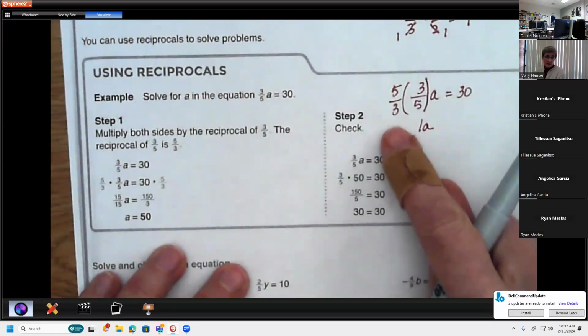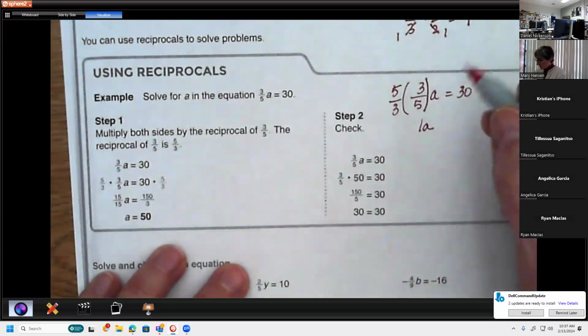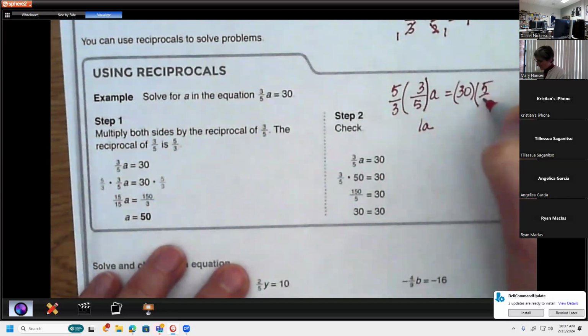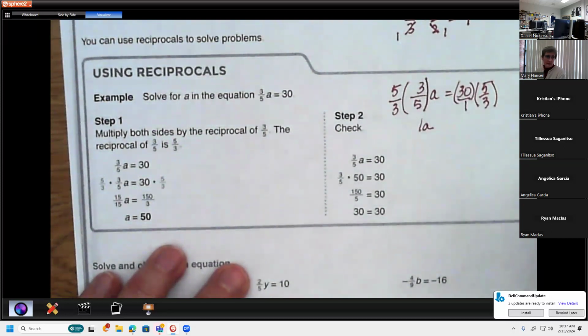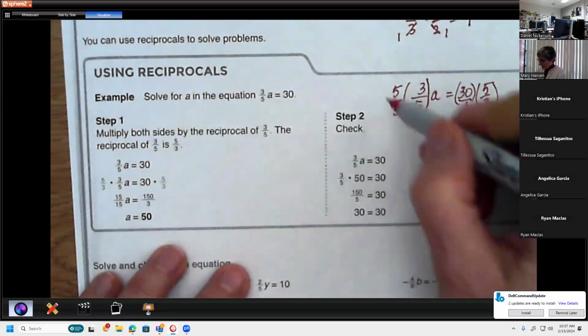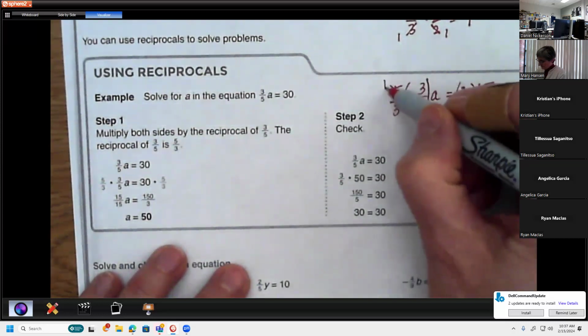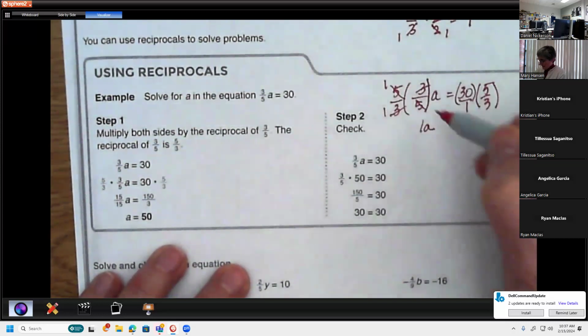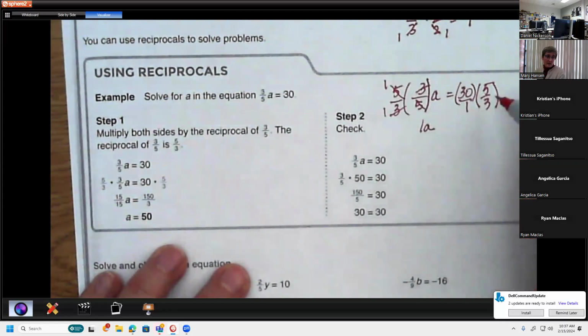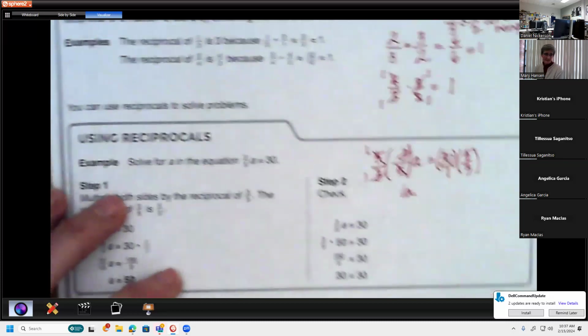Whatever I do to the left-hand side of an equation, I have to do to the right-hand side of the equation. So I'm going to multiply the right side by 5/3. And so these cancel and give me 1A on the left. And so now I have to figure out what 30 times 5/3 is.